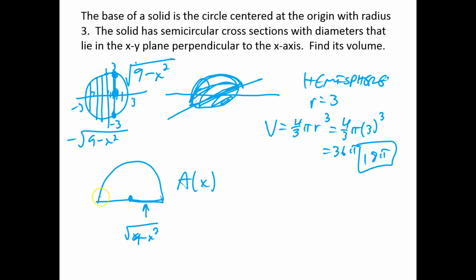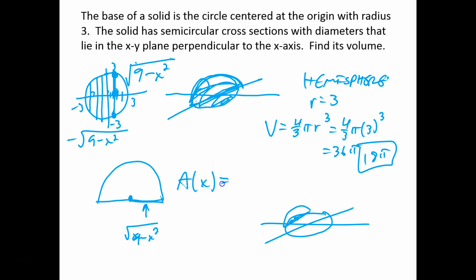So for the area of this, I call it A of x, and I'm going to encourage you guys to do this every time: draw one of the representative cross sections. So I'm just going to draw one of them, like this guy right here. This would be like x is negative 2. So when x is negative 2, the radius of that semicircle is going to be the square root of 9 minus 4, so square root of 5.